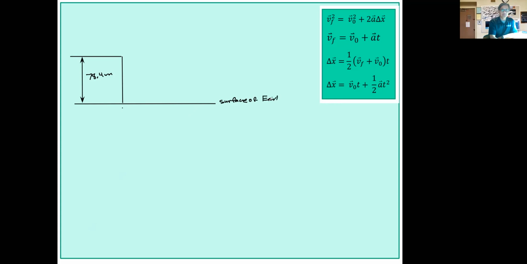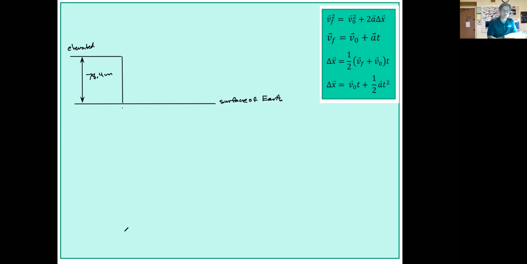Okay, and this is our elevated position here. So this is our elevated position right here. And how high up off the surface of the earth do we elevate it? We have elevated it 78.4 meters above the surface of the earth. Okay, so we have our stone.